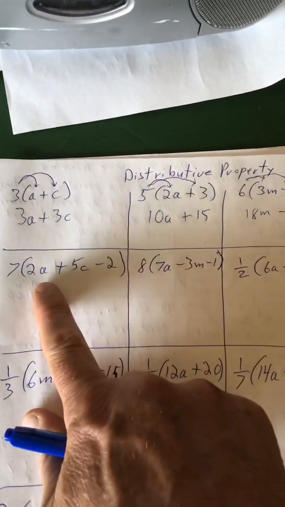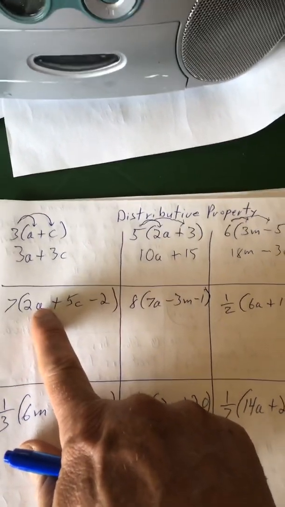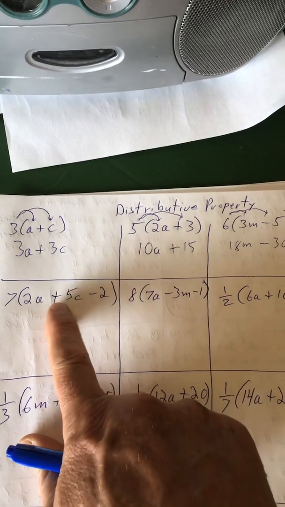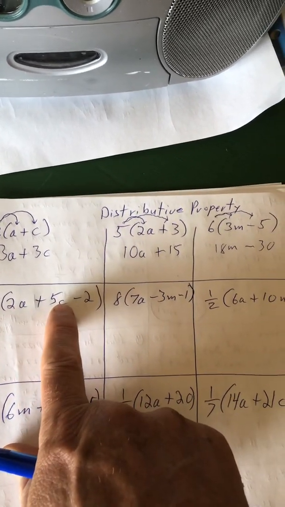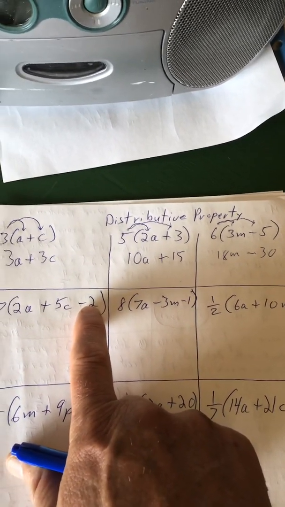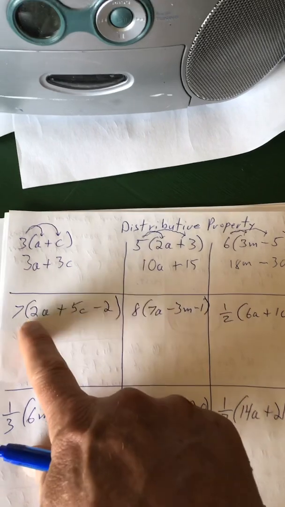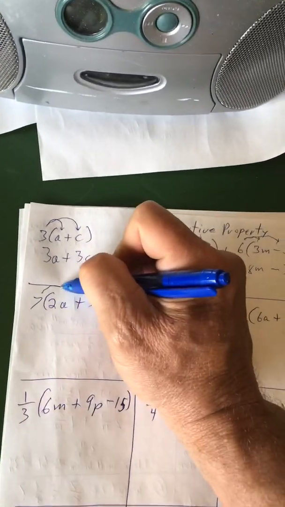Right, so this time there's going to be a trinomial inside here. A trinomial. There's 3 terms. 2a plus 5c minus 2. The coefficient of a is 2. The coefficient of c is 5. And this minus 2 is called a constant. Anyways, each of these are going to get multiplied by 7. So hit pause, get your answer. I'm going to do it.